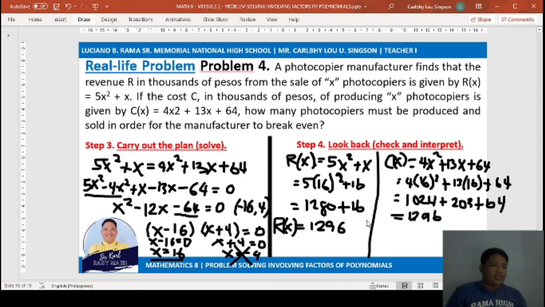Therefore, to answer the problem, how many photocopiers must be produced and sold in order for the manufacturer to break even, the answer is 16 photocopiers. That would be our final answer.